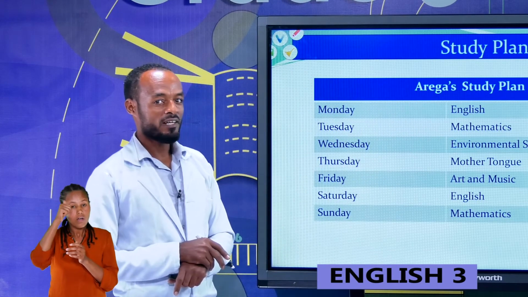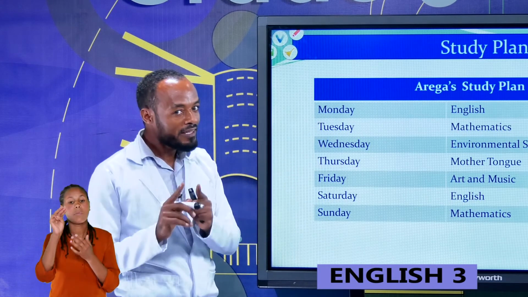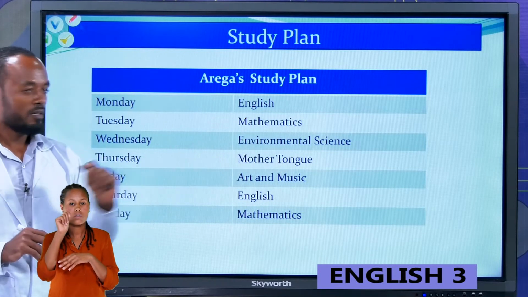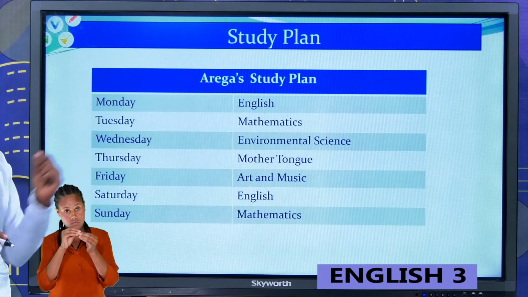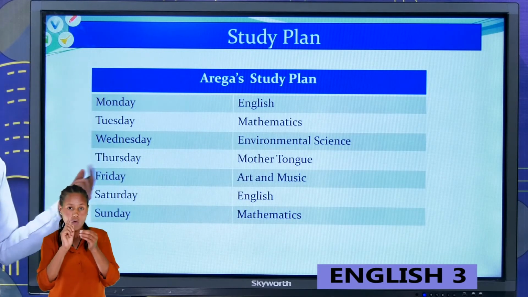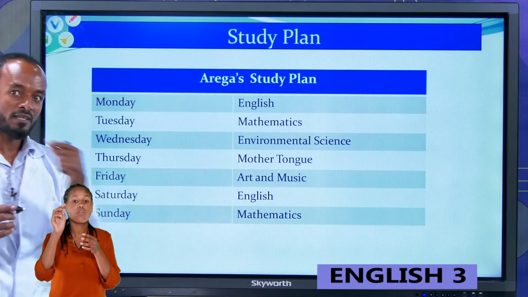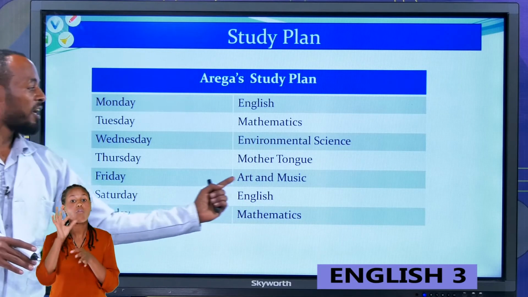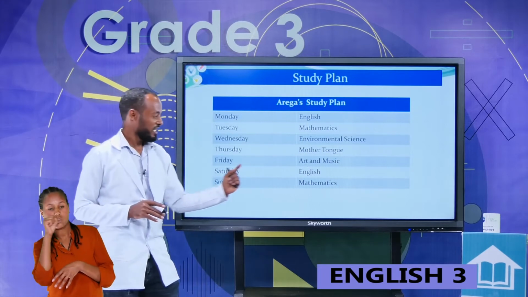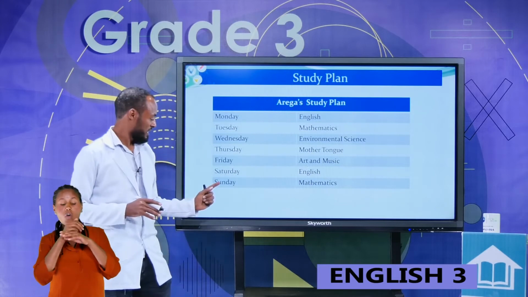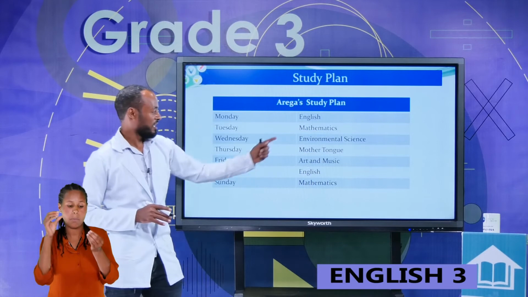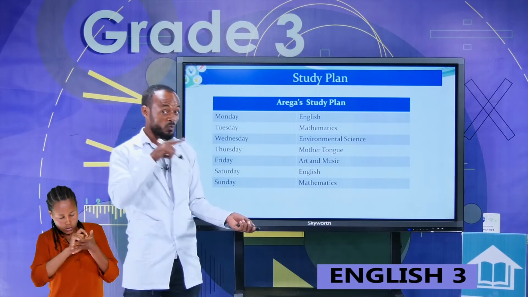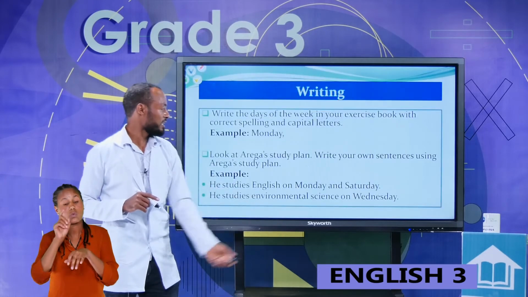Araga has his own study plan. Here is an example. On Monday, he plans to study what? English. Tuesday, his plan is to study maths. Wednesday, his plan is to study what? Environmental science. Thursday, he's going to study mother tongue. It can be Afaan Oromo, it can be Amharic, Tigrinya, or any language. Friday, art and music. Saturday, he's going to read what? English for the next day. Sunday, mathematics. So according to this one, you are going to create your own study plan. Before we go there, please, let's see this example.